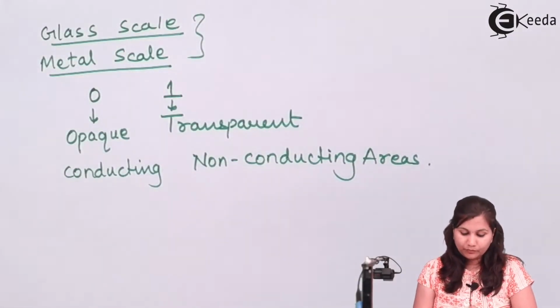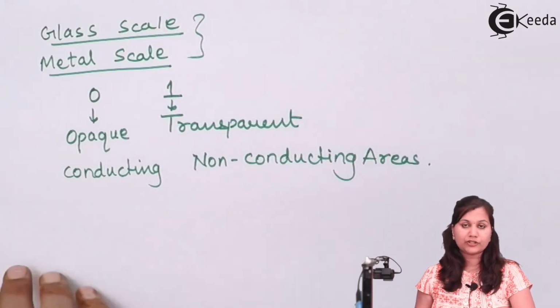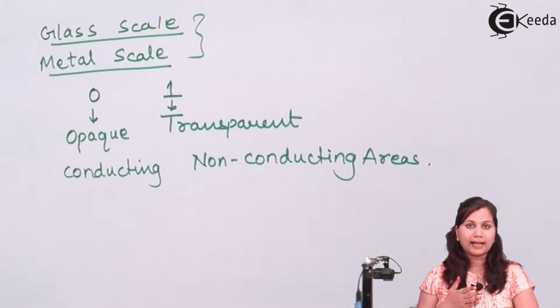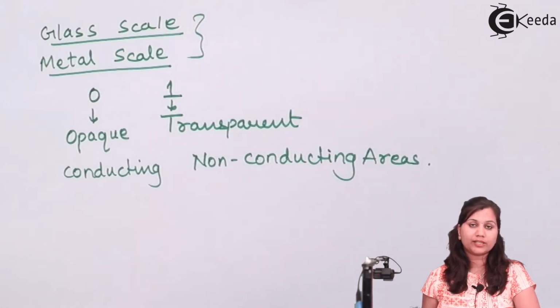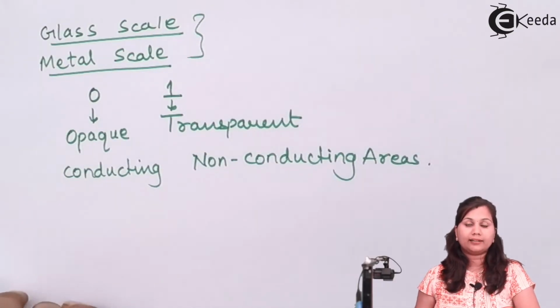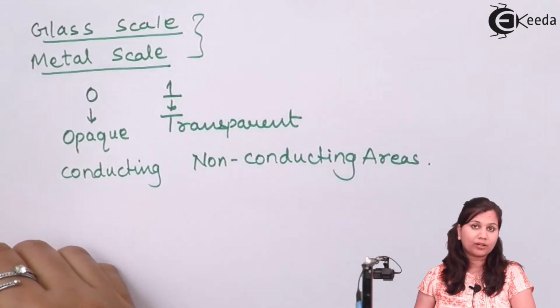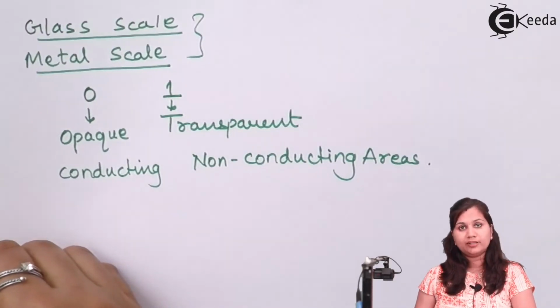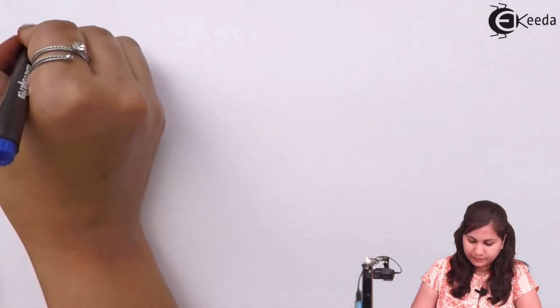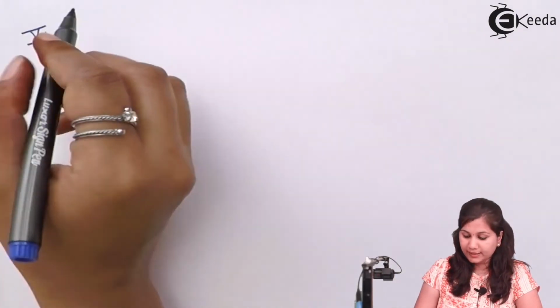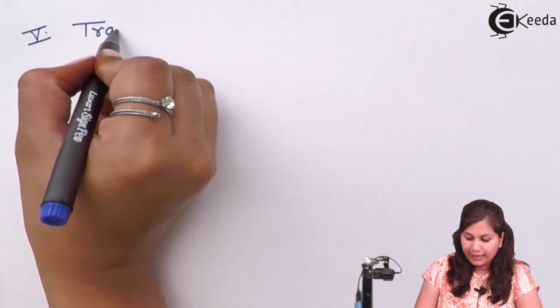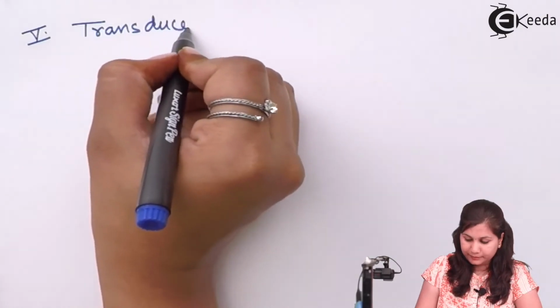So this was the classification of the transducers as analog and digital transducers, depending upon the nature of the output signal, that whether it is an analog signal or a digital signal. Next classification of the transducers is transducer and inverse transducers.